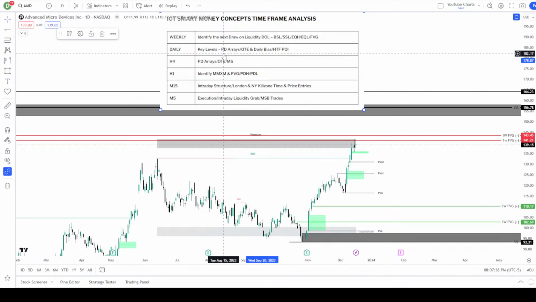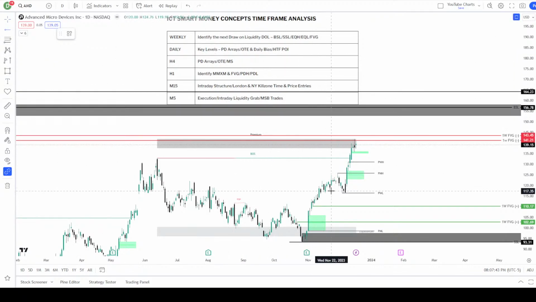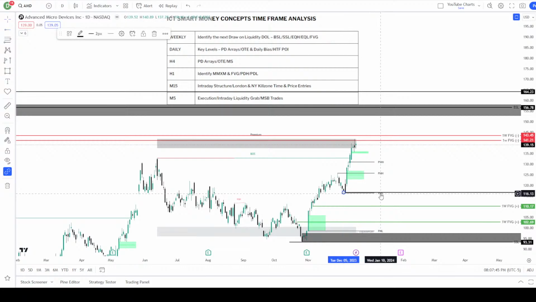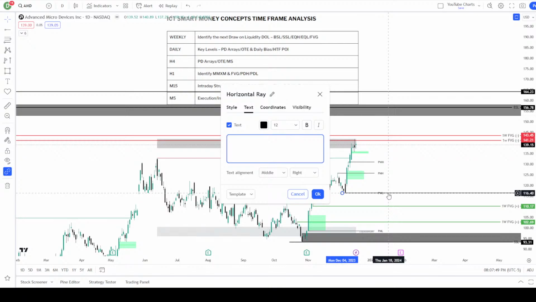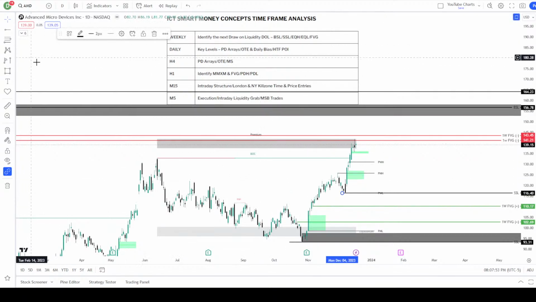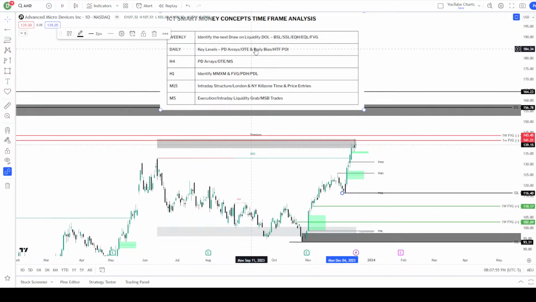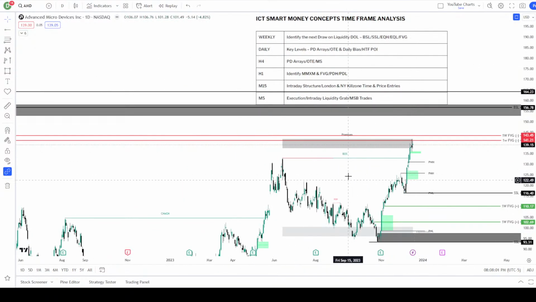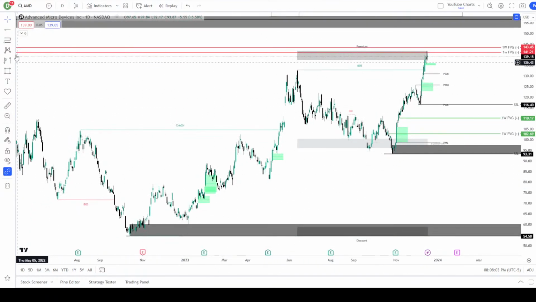So on the daily, first thing we're going to look at is premium discount arrays that aren't already on there. So let's put here, we got an array there. That is some additional sell side liquidity that wasn't on there before. So we got sell side liquidity. We'll do that on the 1 hour chart. Okay, so we're also looking at optimal trade entry, see where the most recent one is here.